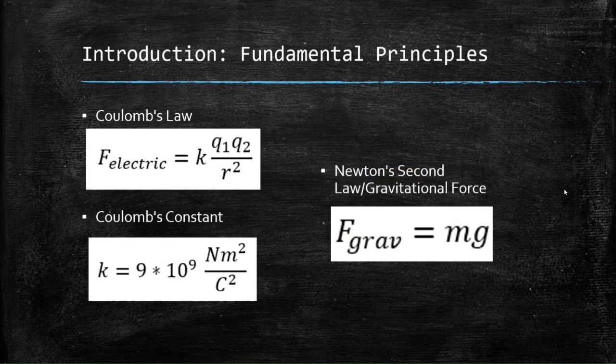Some of the main fundamental physical principles used in this lab are Coulomb's law, which gives us an equation for the electric force between two objects, which we use in this lab to calculate the force between the two charged tapes. And then Coulomb's constant, which is 9 times 10 to the ninth, used in the Coulomb's law equation. And finally, the gravitational force formula, which is F-grav equal to mass times gravity, which we use to find the gravitational force on the floating tape, which counteracts the electric force.